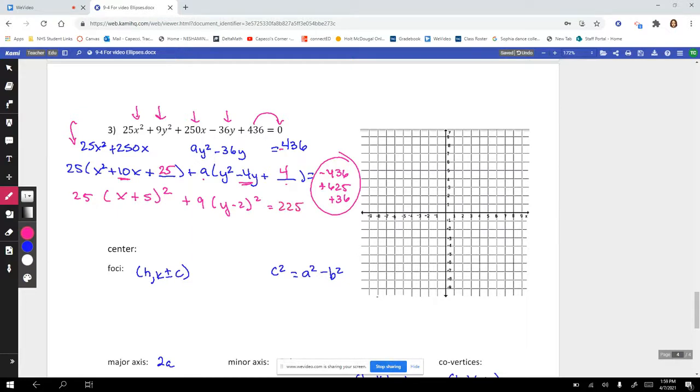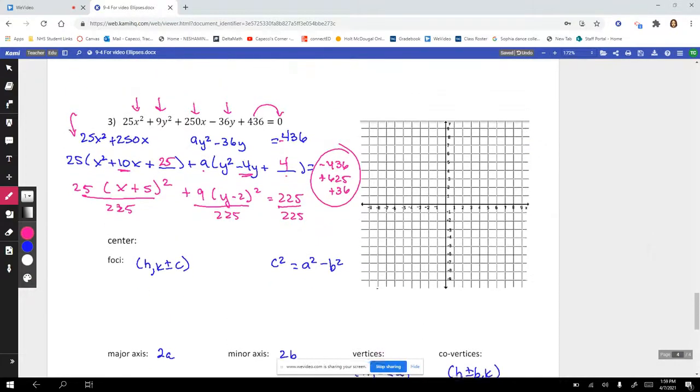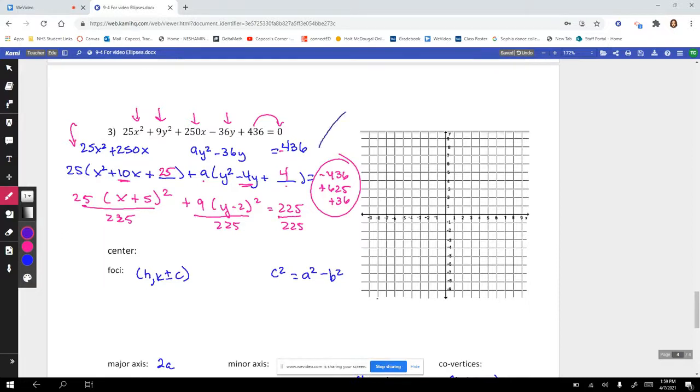Now, our formula for the ellipse has to be 1, so I have to divide everything by 225 in order to get this in standard form. All right, so when I do that, I'll write this up top. I end up with x plus 5 quantity squared divided by 9. And then I have y minus 2 squared divided by 25, sorry. And that equals 1. So now we're in our standard form. We're ready to graph and do a little bit more with this. This is the a squared, right, because it's the higher value. And this is our b squared.